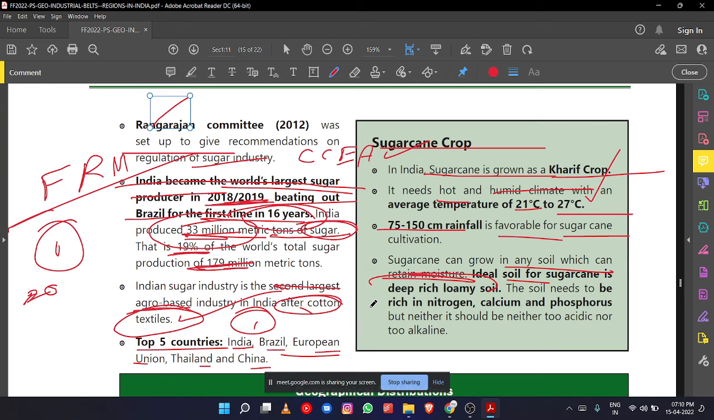When we are discussing soils in India, I'll discuss clay, loamy and sandy soils. The soil needs to be rich in nitrogen, calcium and phosphorus. But it should be neither too acidic nor too basic, too alkaline.